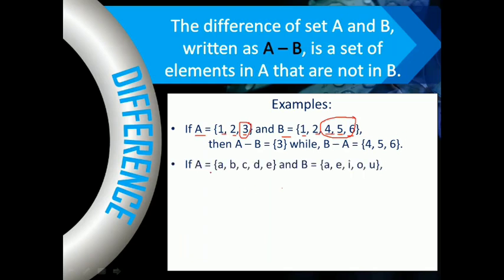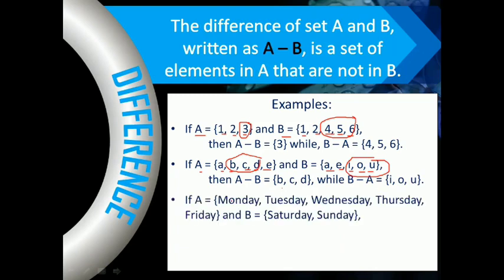Another, if A has the elements A, B, C, D, E, and B has the elements A, E, I, O, U, then A minus B is B, C, D. So B, C, D is not present in set B. That is why it is the answer in here. While B minus A is I, O, U. So we can see here that I, O, U is only present in B and not in A.